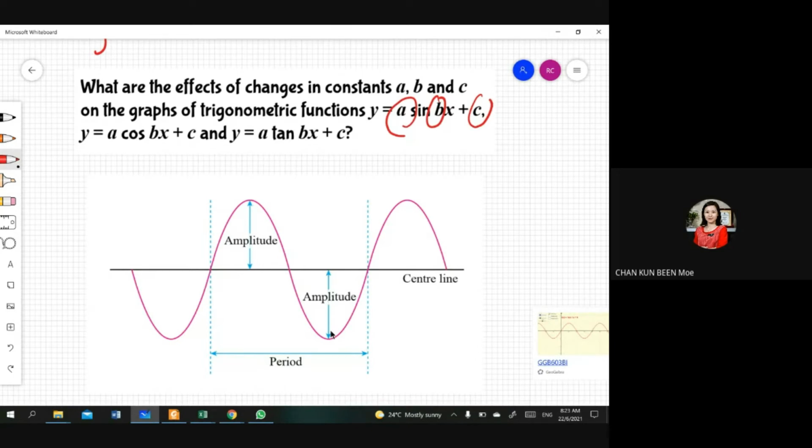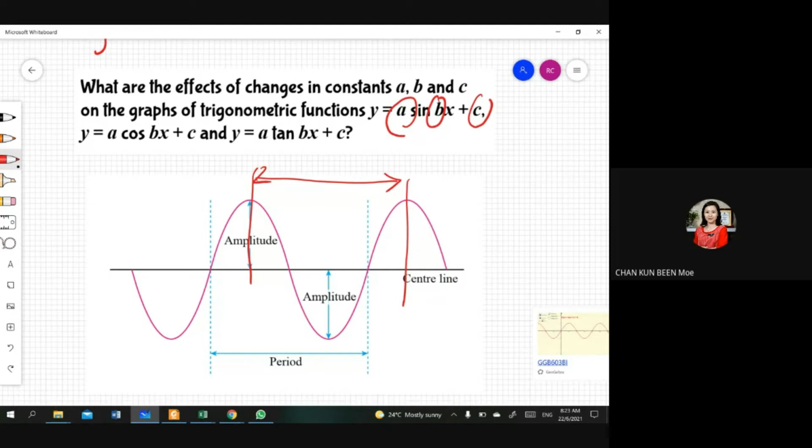Same with the one here at the bottom. Okay, this is 1 amplitude, 2 amplitude, 3 amplitude, 4 amplitude. Now the next thing: when you have a complete graph, this is a sine graph, right? When you have a complete graph like this, we call it a period. Same thing when you have a cos graph, from here to here. So this part is also a period.